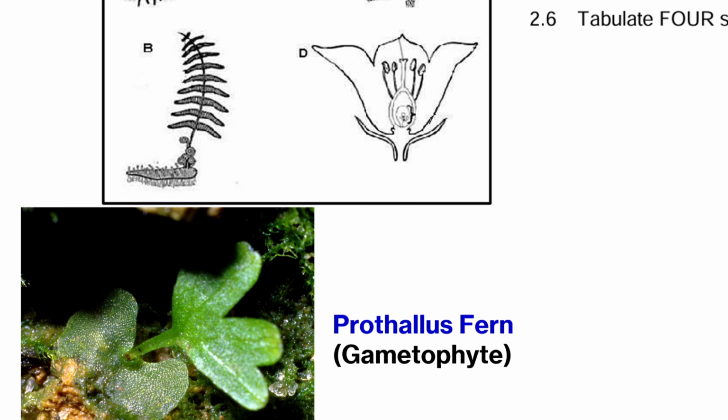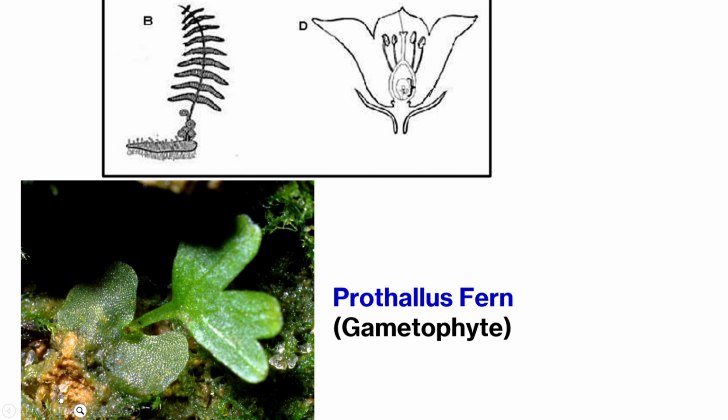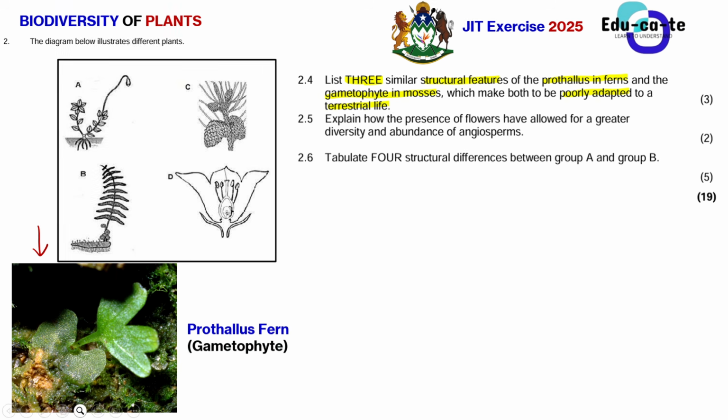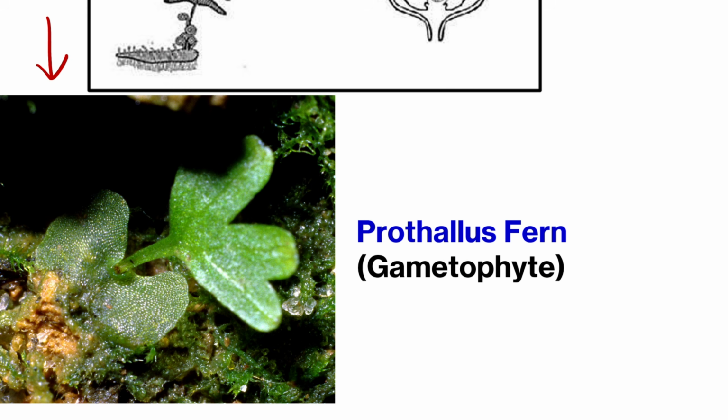So when a prothallus fern is still young, it does not have true roots, because it's still small. Here you can see that it's very small, right? It does not have true roots. It does not have true stems, because it's very small. Look at it, guys. It doesn't have true roots, true stems, or true leaves, because you can see that these are not really leaves, right? So this is how a prothallus fern, a small fern, looks.